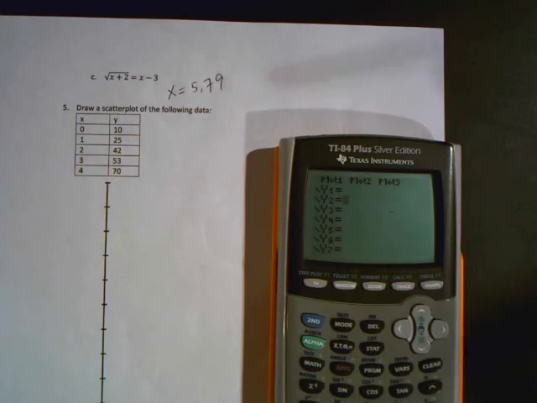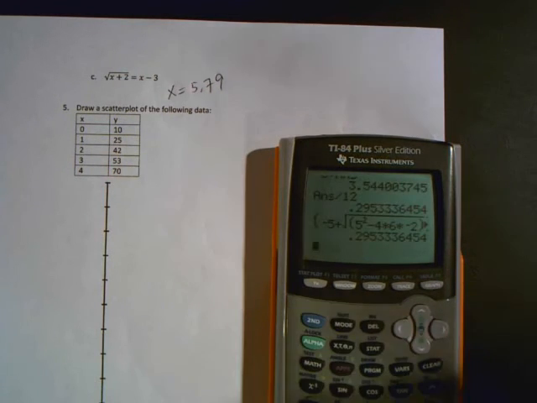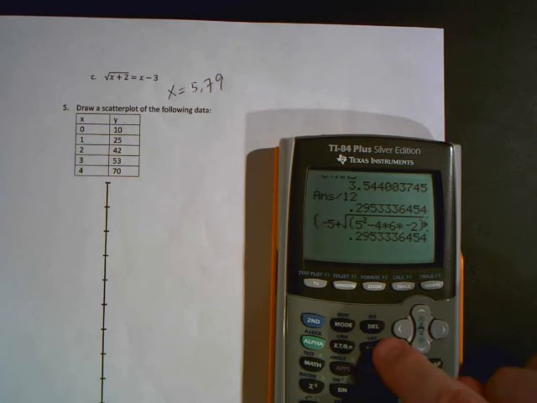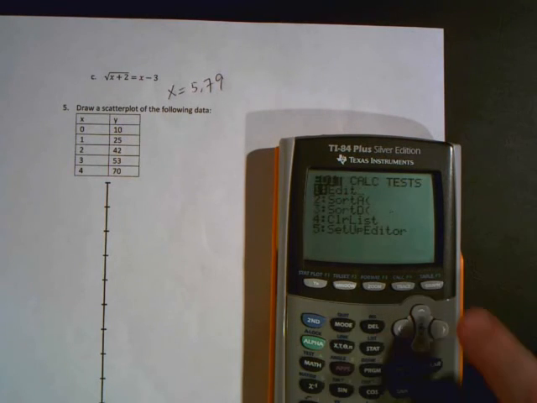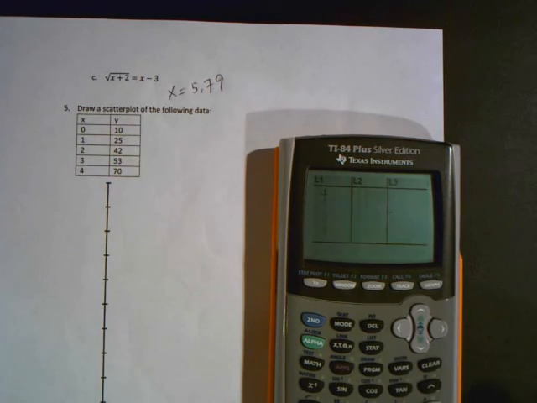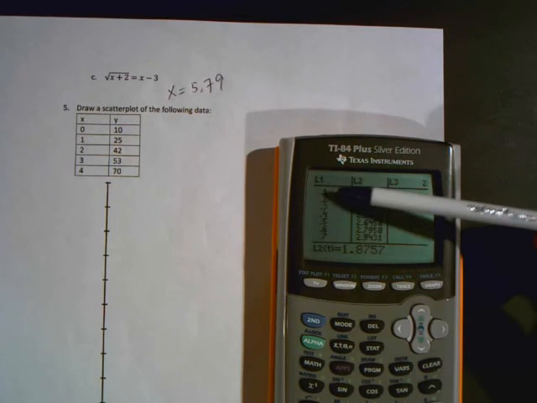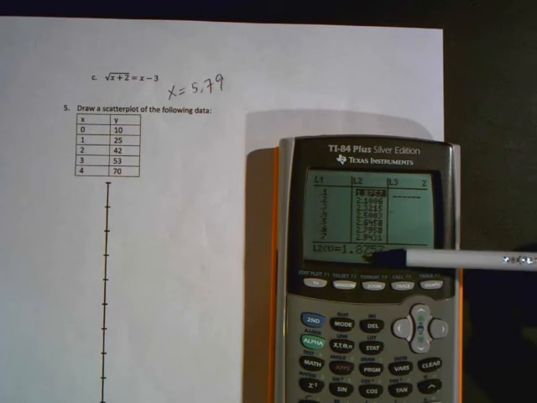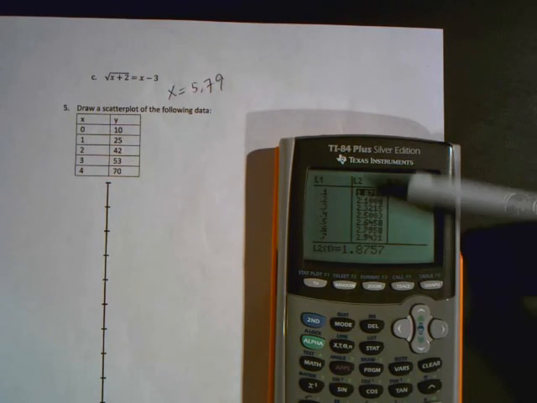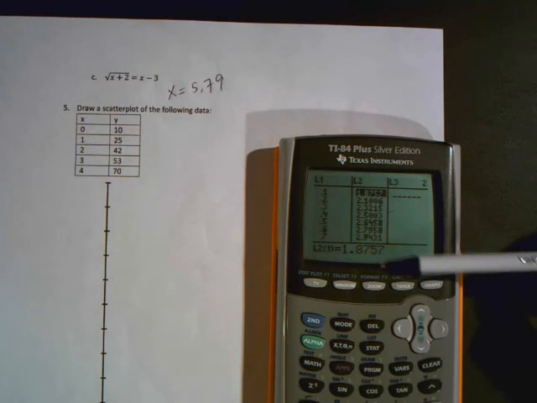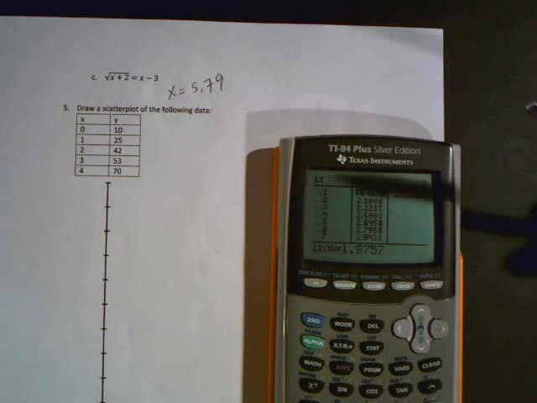I need to enter the data. To enter the data, I go second quit to get back to the home screen. I'm going to go into the stat menu. Stat, edit. So notice my calculator has list 1, list 2. My calculator has a lot of data in it. Yours might have data, it might not. If you have data, you want to get rid of it.